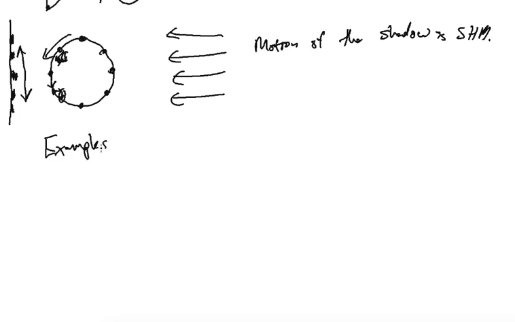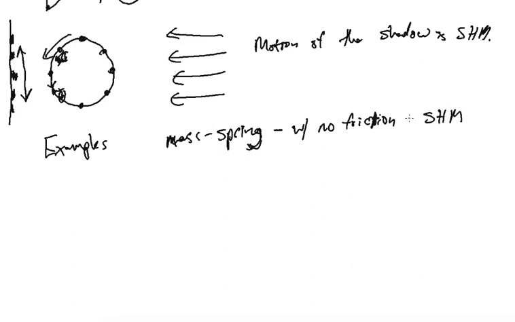The first we did was the mass spring system, the one I used above. If there's no friction, then this is simple harmonic motion. Sorry, I really need to work on my handwriting on this. I thought I'd get better, but it hasn't. So with no friction, this equals simple harmonic motion.